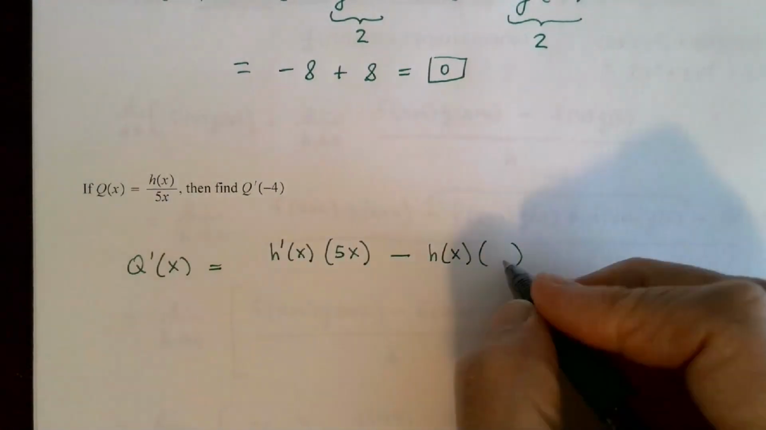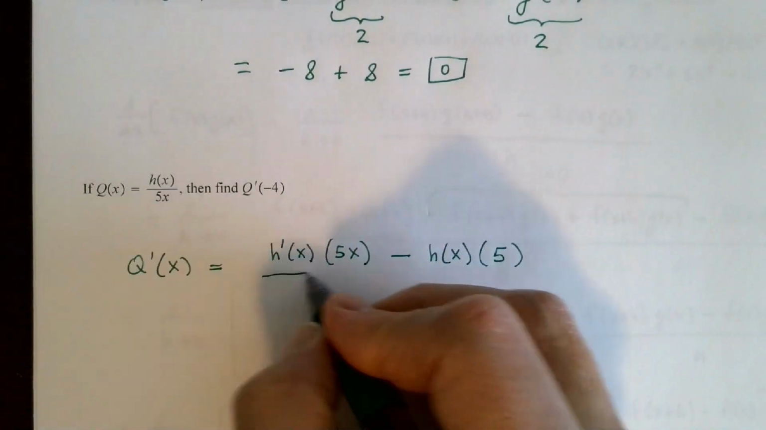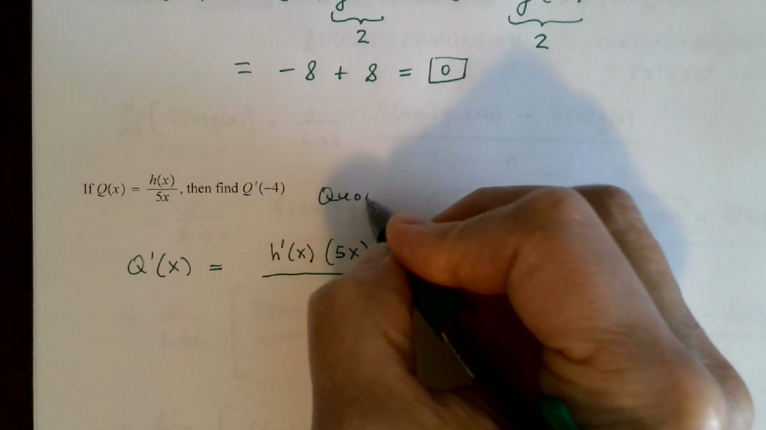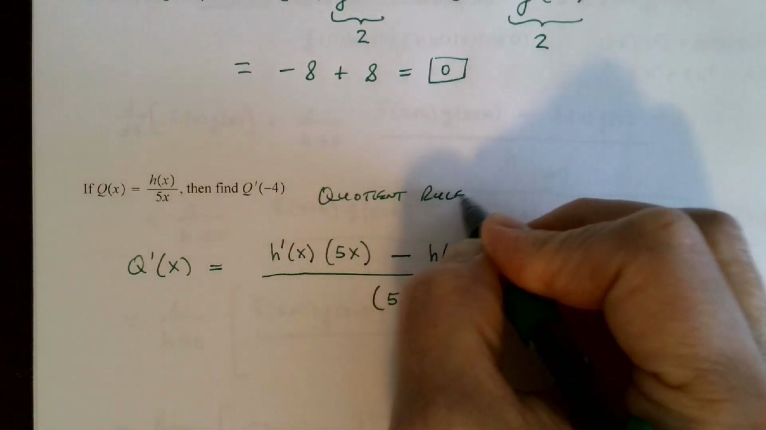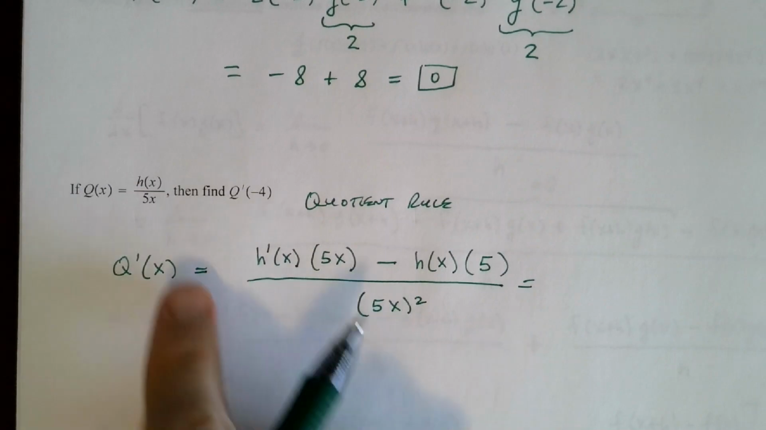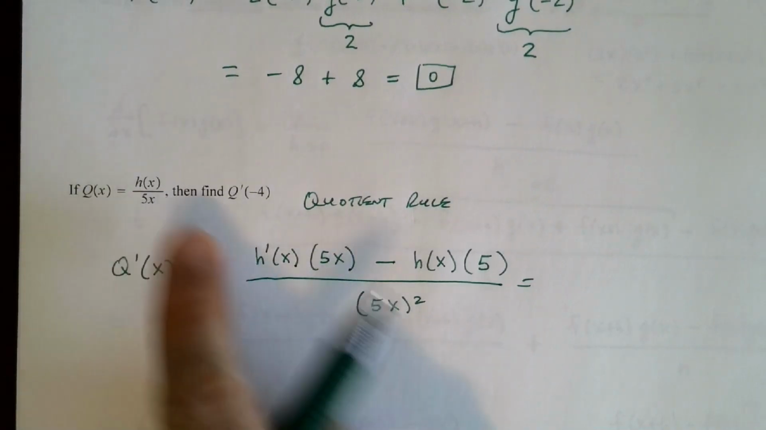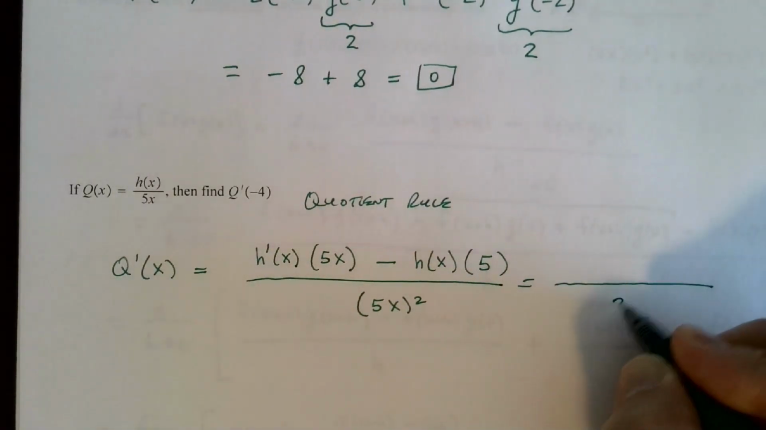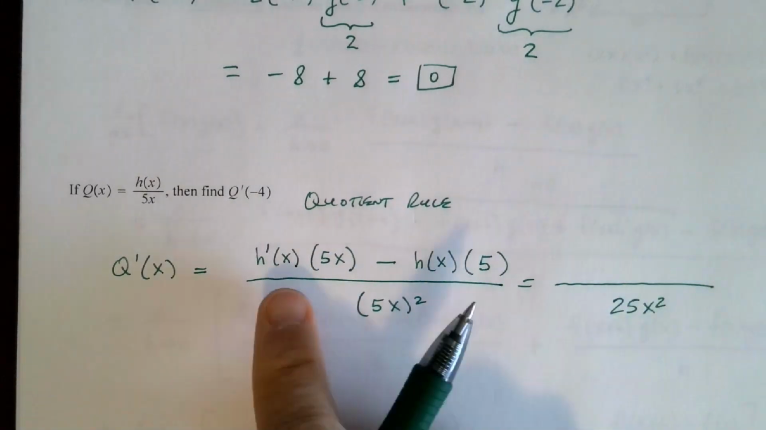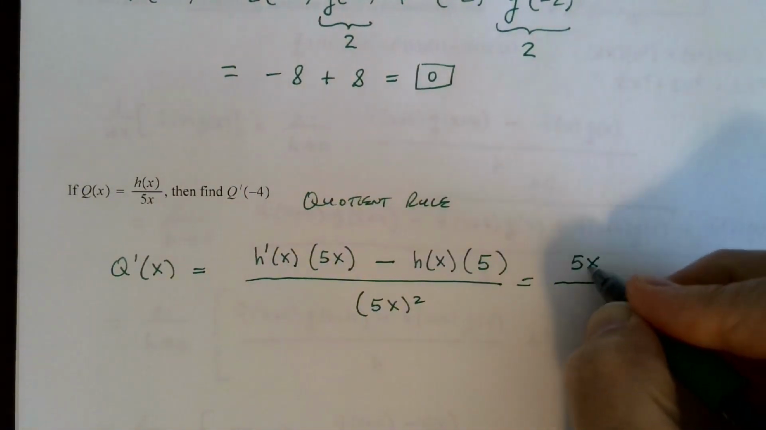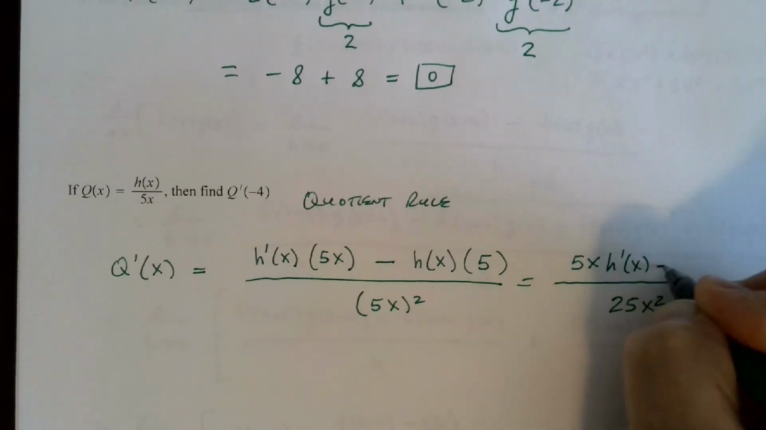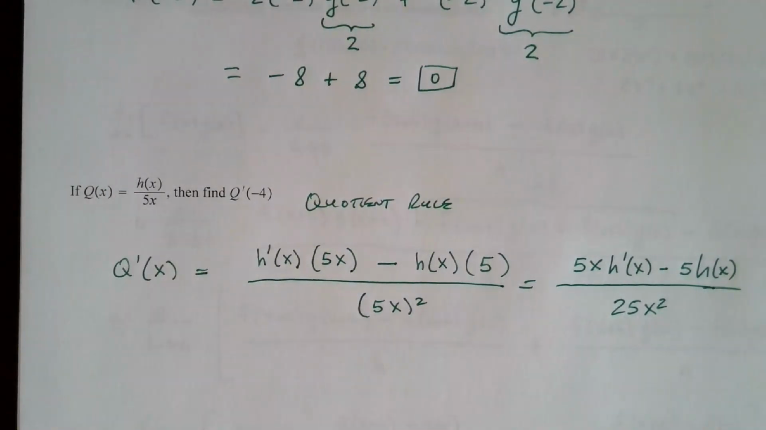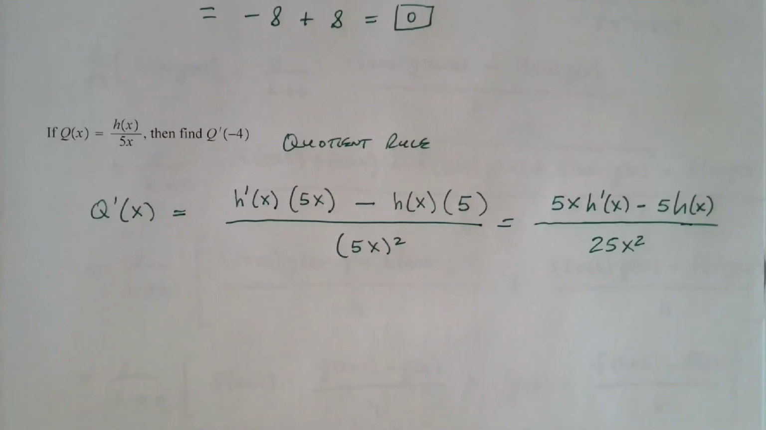What's the derivative of the bottom, 5x? 5. All over the bottom function squared. So this is the quotient rule. You've got to be careful with arithmetic too. It's the bottom function squared. We're squaring 5x, so it's 5 times 5, 25x squared in the bottom. Now here I've got 5x h prime of x minus 5 h of x. I'll just bring the numerical part in front each time. And there it is. I'm not going to simplify this any further.